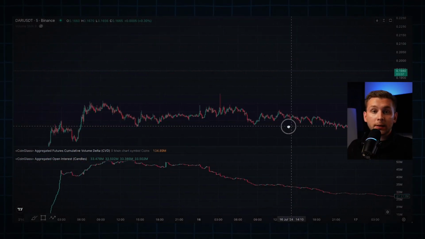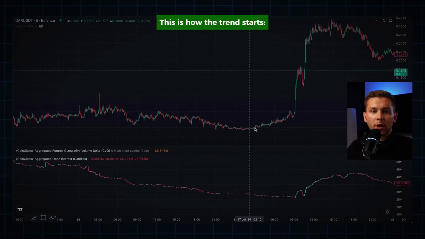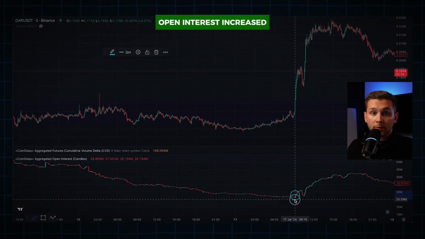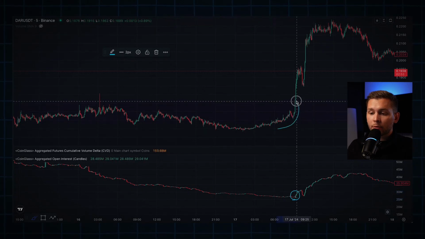On the chart we see a coin, so this is how the trend starts. For a while the price was in a sideways trend with little happening, but at one point the open interest increased and the price also began to rise gradually.